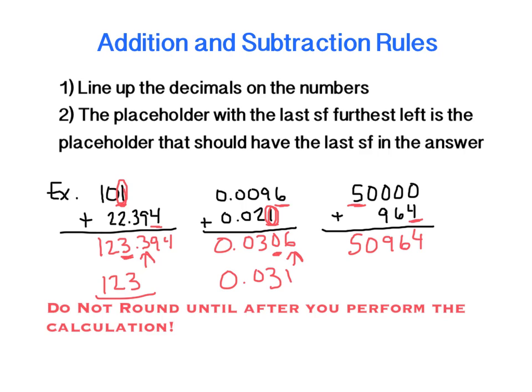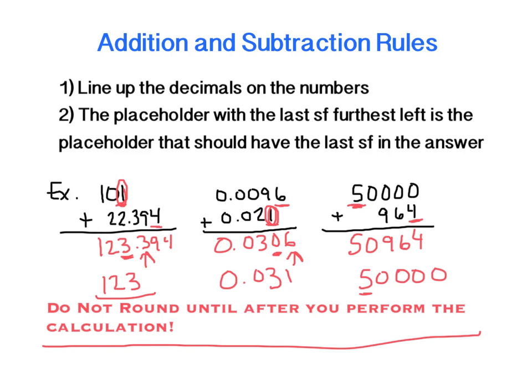Over here it's in the ones, but since this was only measured to the nearest 10,000ths, the best I can say is this is 50,000. Back to one sig fig, this has got to be my last sig fig. Now, you might not like that, but it's all about precision. And so here is the key point. Do not round until after you perform the calculation.